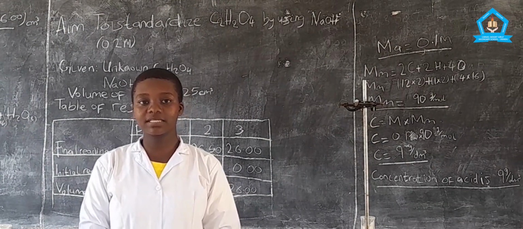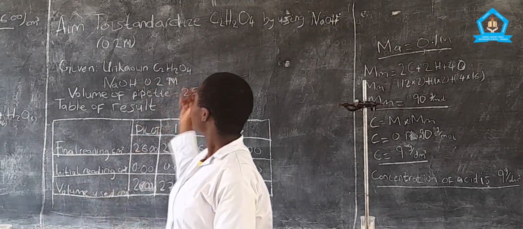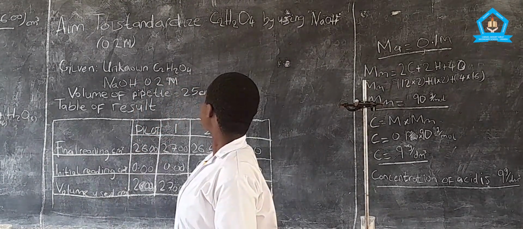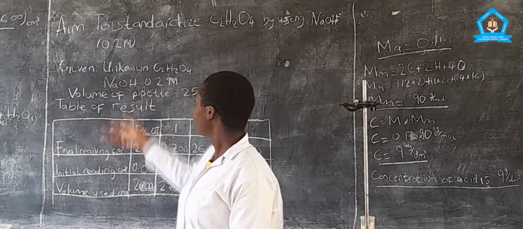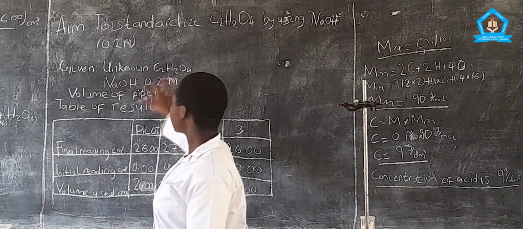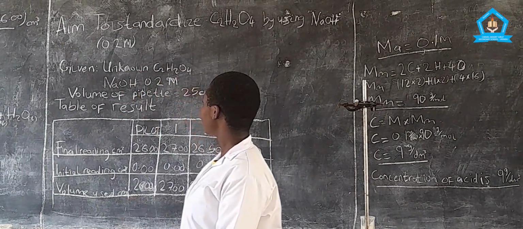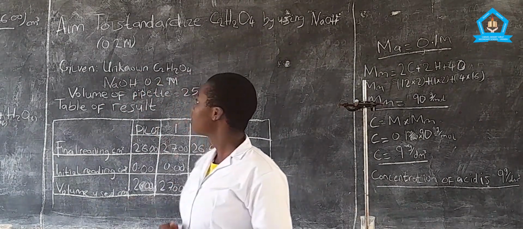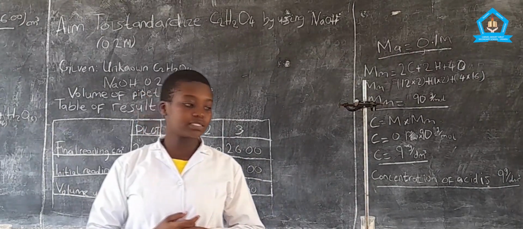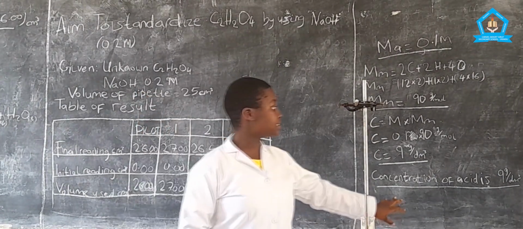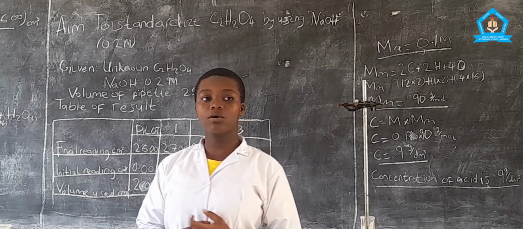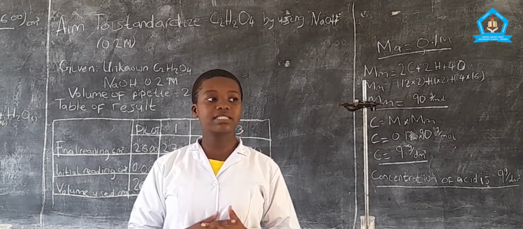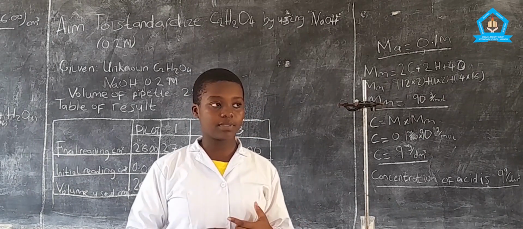The aim of this experiment is to standardize oxalic acid by using sodium hydroxide, which has a molarity of 0.2. After titrating, we got the concentration of acid is 9 gram per decimeter cubed. Then from there we are going to listen to the precautions that we need to take when conducting our experiment.